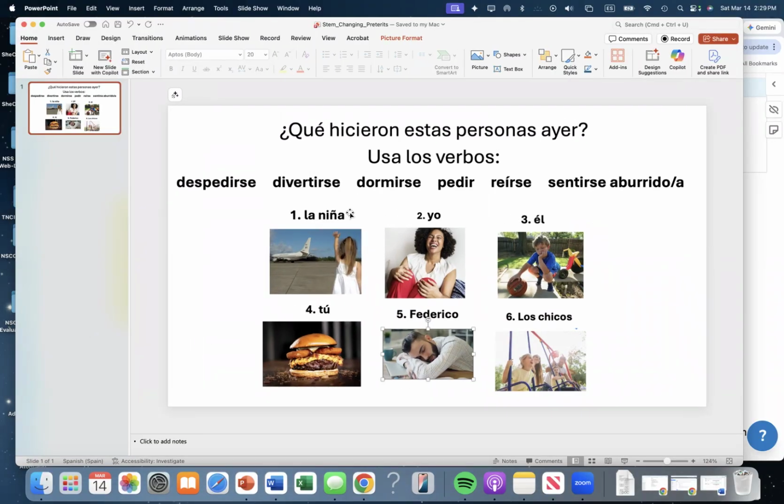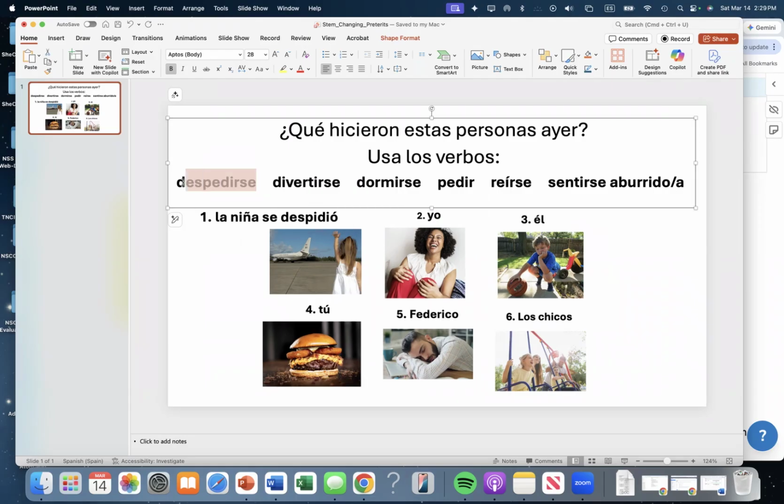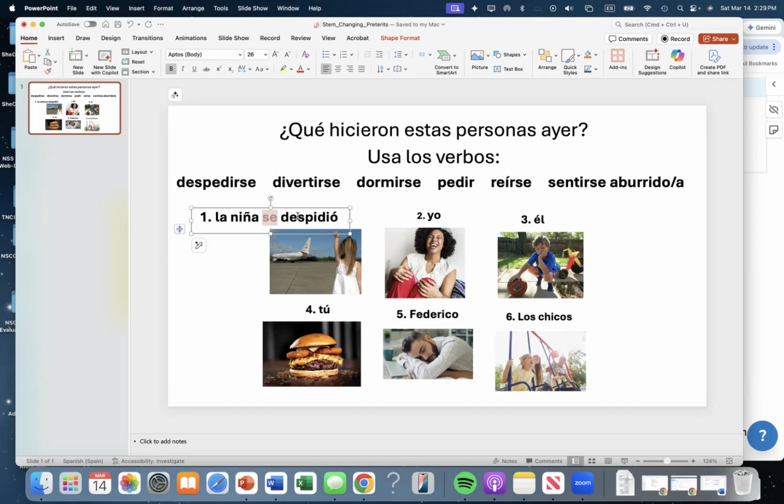For the first one, la niña, we can say something as la niña se despidió. She said goodbye. Despedirse, to say goodbye. So acknowledge the reflexive pronoun and then say despidió. We need to change that E right here to I. I'm going to highlight it. La niña se despidió.